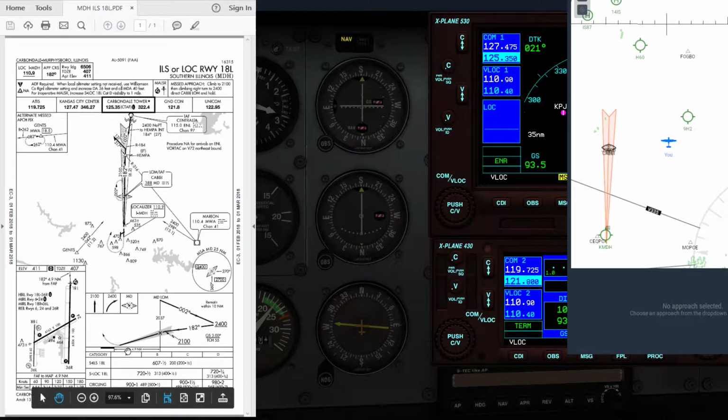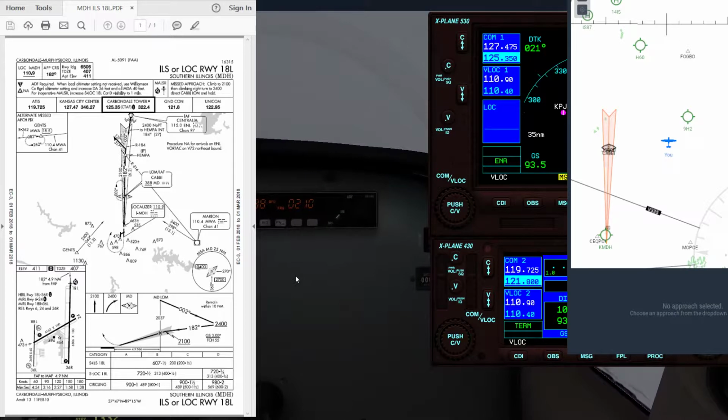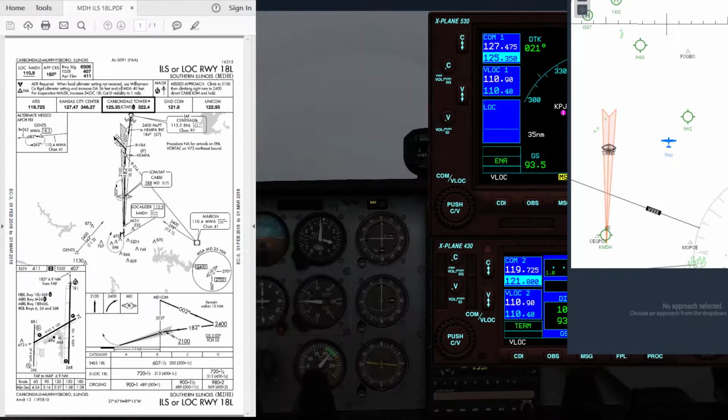If after reaching that altitude we do not have the runway in sight, we'll climb straight ahead to 2,100 feet, make a climbing right turn to 2,400 feet, back to the CABBY intersection, the outer marker beacon, the compass locator, and hold. We would expect that to be a parallel holding entry. In order to identify CABBY, we need to have ADF, which we have tuned to 388 kilohertz. Let's begin.